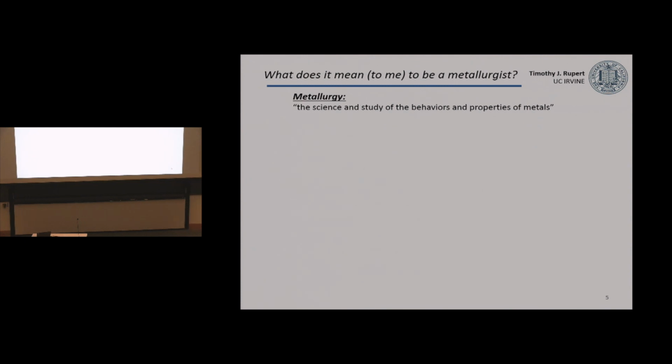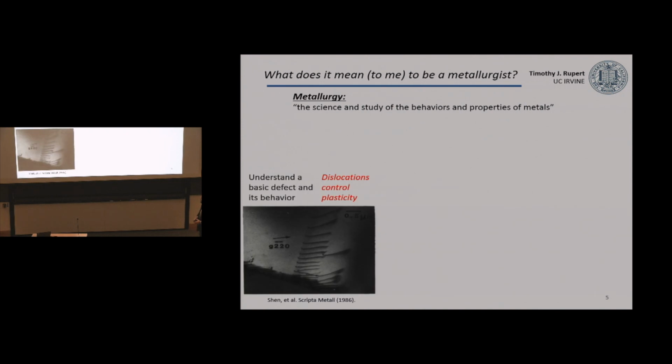So I want to spend maybe 30 seconds on how I think of metallurgy. What do I think the core way of attacking problems is? We tend to start with this black text right here. We want to understand a basic defect or something going on inside of my material, and how it behaves. A specific example could be dislocations, a line defect inside of materials. In metals, it's going to control plastic deformation, or the permanent deformation we get.